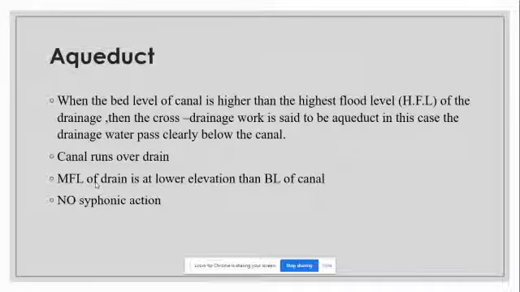The MFL, the maximum flood level of the drain, is at a lower elevation than the bed level of the canal. Aqueduct has no siphonic action. Please students, listen carefully: aqueduct has no siphonic action.